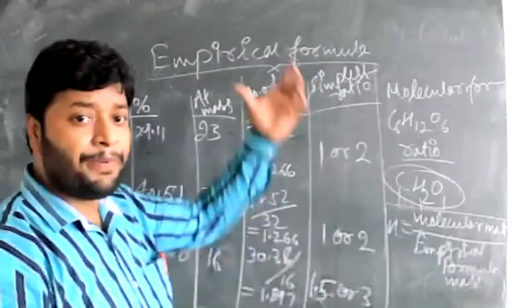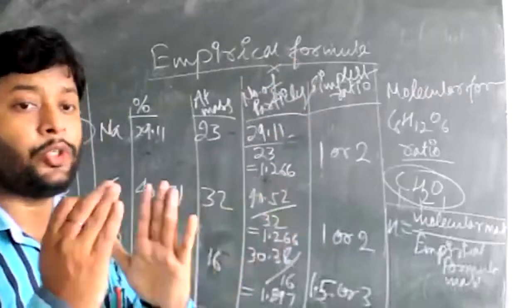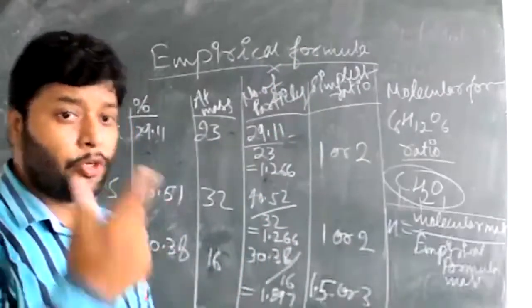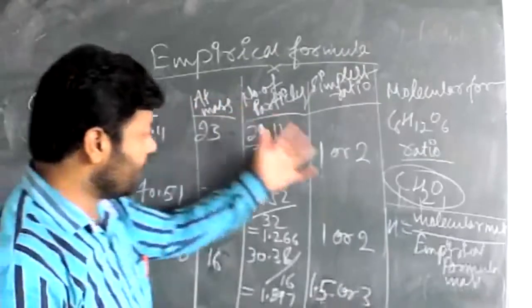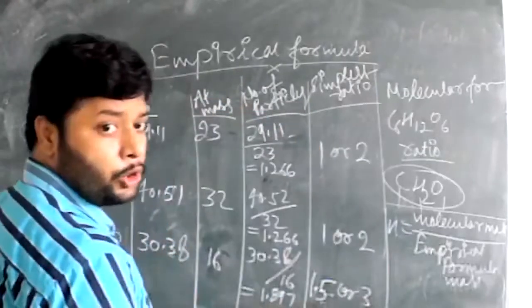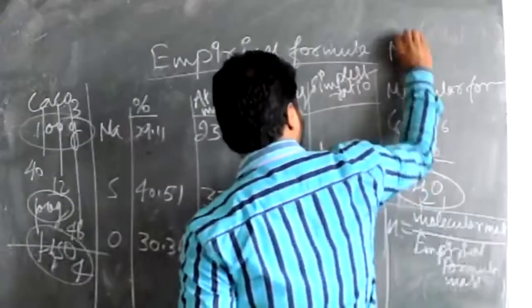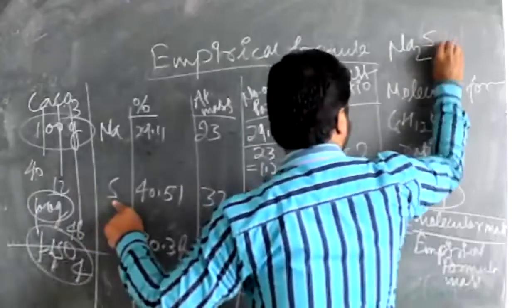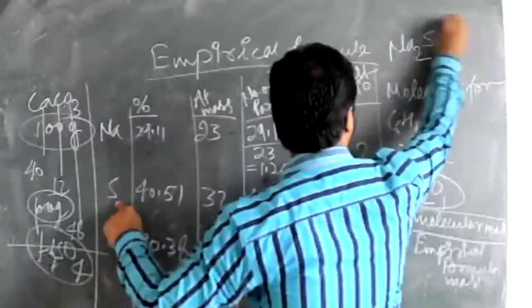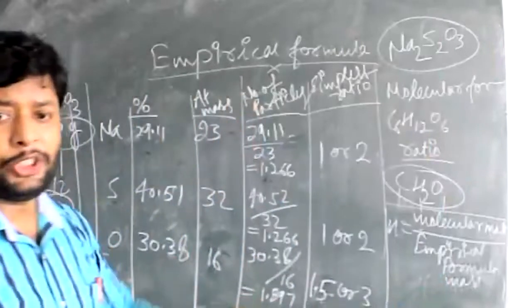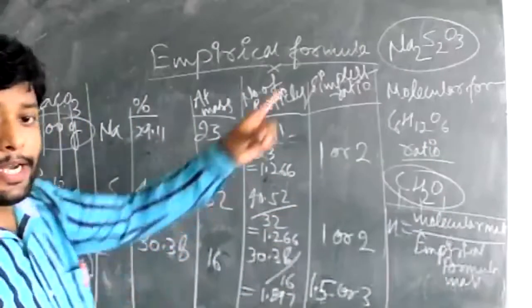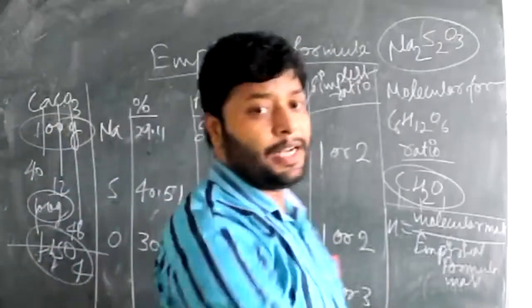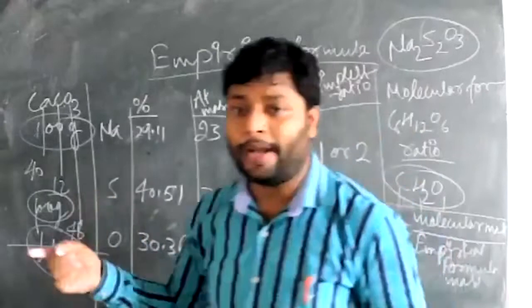And we know the empirical formula indicates the simplest ratio only. So the empirical formula of this compound will be 2 sodium, Na2, 2 sulfur, S2 and 3 oxygen. The simplest ratio of the elements will indicate the empirical formula of the molecule. So you can see the empirical formula of the molecule is Na2S2O3.